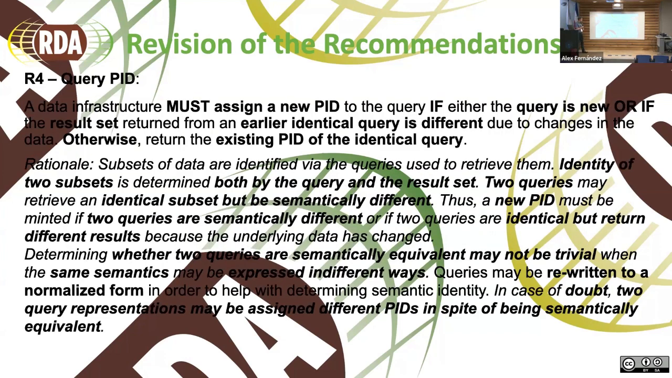Next slide, please. Query PID, and this is an interesting one. A data infrastructure must assign a new PID to a query if either the query is new, semantically speaking, or if the query is an existing one, but the result set returned by it differs from the previous execution of the same query. So if the data set has changed underneath. Select star, select everything, run a year ago and run now. If the data set is static, it gets the same PID. If the data set has changed, it gets a new PID with the current execution timestamp. Otherwise, return the existing PID of the identical query that produced the identical result set.